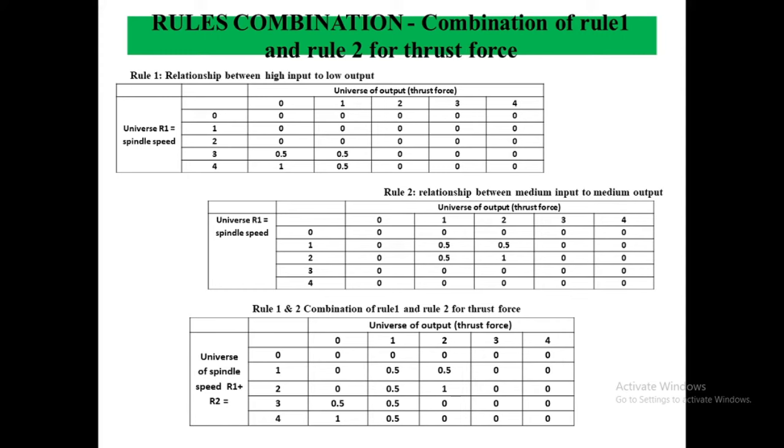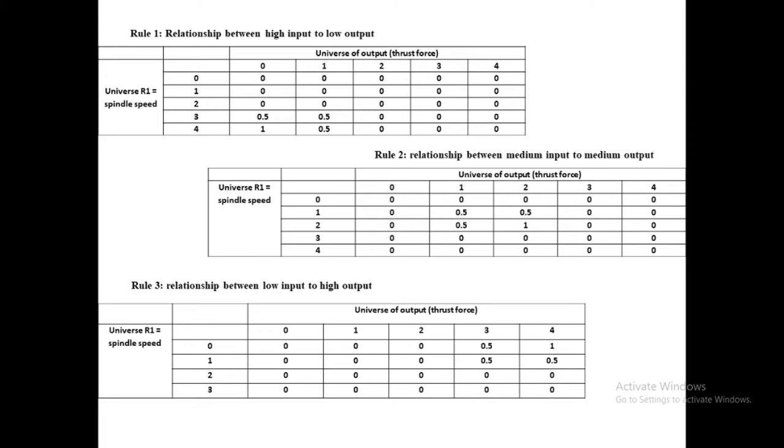Likewise, you write it down in your notebook. The rules combination of rule 1 and rule 2 for thrust force. Then the next step is rule 1, rule 2 and rule 3. From our previous table explanation, you frame the rule 1 table, the rule 2 table and the rule 3 table.